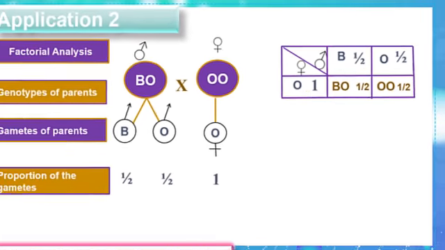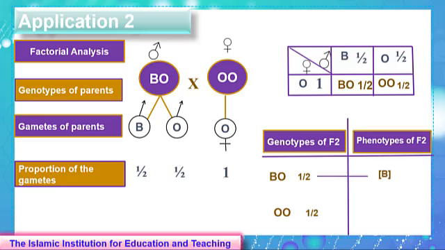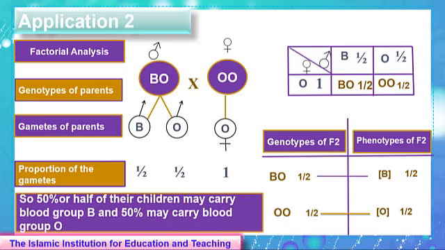Now we draw the T chart. The genotypes of F2 are BO and OO. Now the phenotypes are B, which forms half, and O, which forms half. So 50% or half of their children may carry blood group B and 50% may carry blood group O.